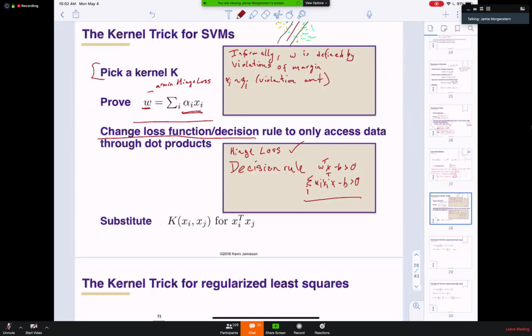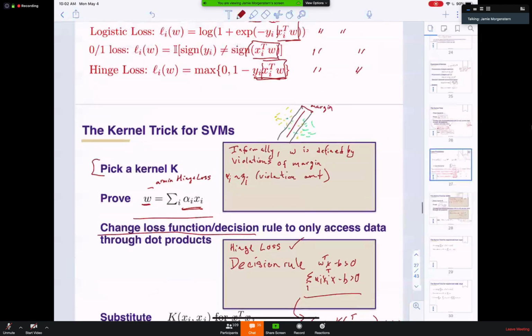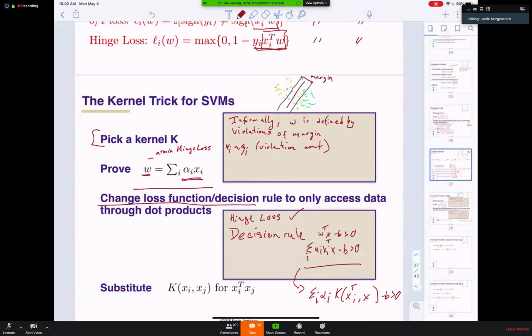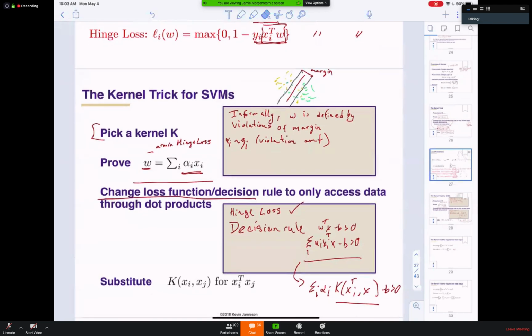So if we had a kernel in mind, the decision rule then becomes the sum of alpha i, the kernel of x_i and x, minus b, is greater than 0. And similarly for the hinge loss, we could do the similar expansion where we explicitly substitute our kernel. Do people have questions about that?